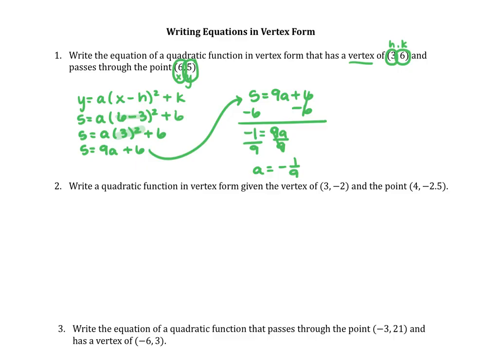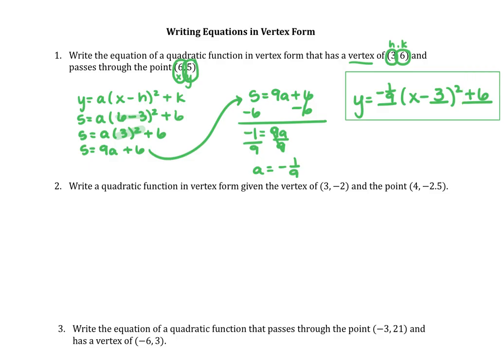Now, I am not done. I have to come back and write my equation. And the way I'm going to write it, I'm setting up my format for you. I'm going to fill in those 3 blanks every time. So my a value goes in the first blank. I just figured out that my a value should be negative 1/9. My h value goes after that x minus, so that would be a 3. And my k value goes in the last blank. And since it's a positive 6, I'm going to put plus 6. There is my vertex form equation, and I am all finished.